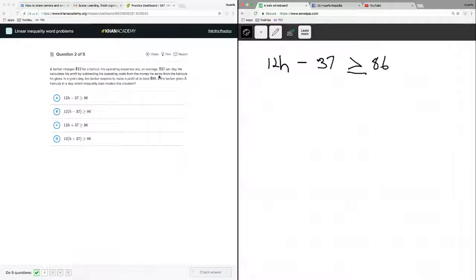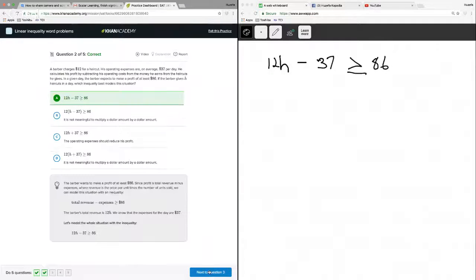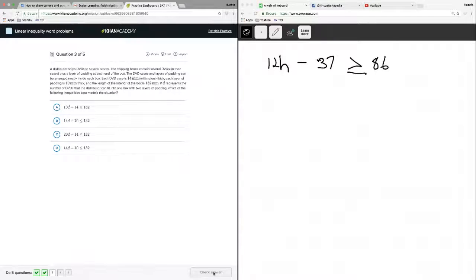I'll just make sure I didn't read anything incorrectly. So his operating expenses are $37 a day, and he gives H haircuts. So this should be it again, H. And I didn't miss anything, right? 12. Yeah, so this should be A. And let's make sure. Okay, good. Let's go on to the next one.